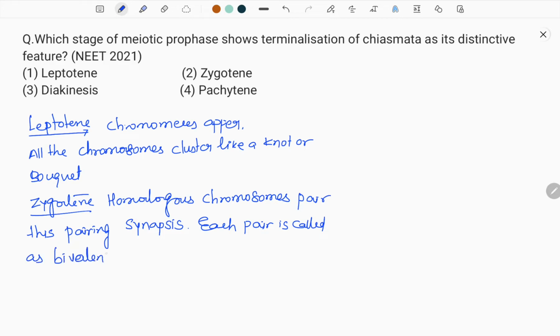Generally, the number of bivalents is equal to the haploid number. For example, if you see in maize, 2n equals 20. So, the number of bivalents is equal to 10. The number of bivalents in maize is equal to 10 in each meiocyte.